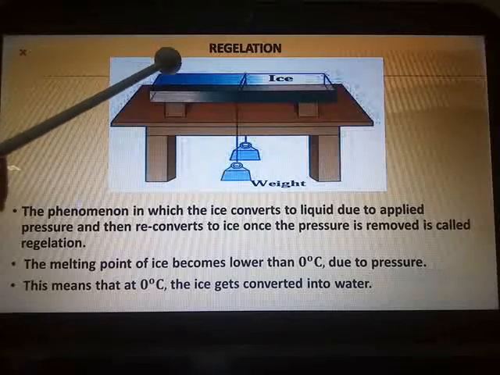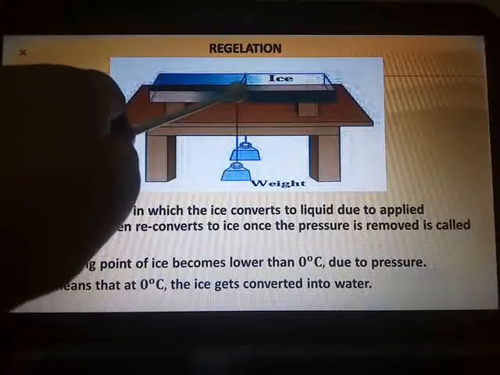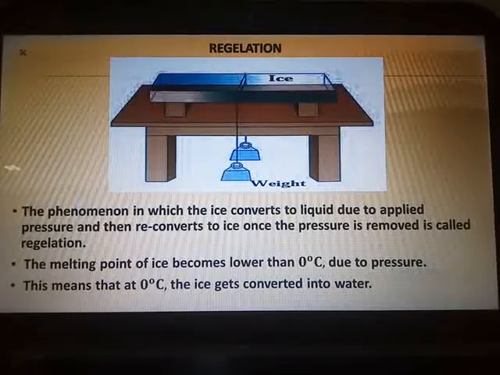After some time you will see that the wire comes out of the lower surface of the slab. It has started penetrating and the wire has come out from the lower surface of the ice slab, but the ice slab does not break.